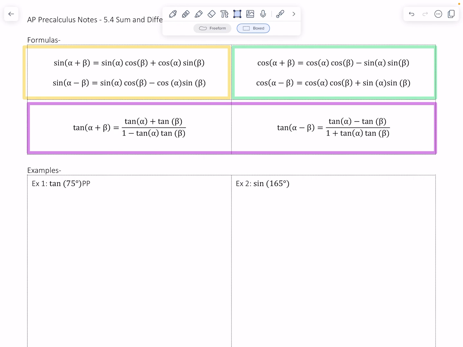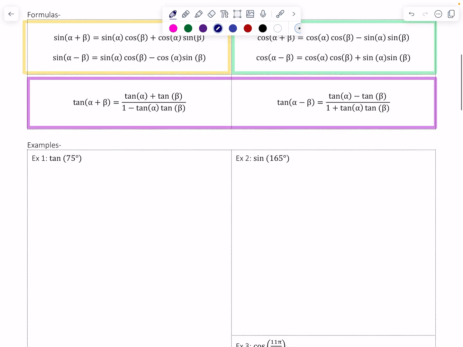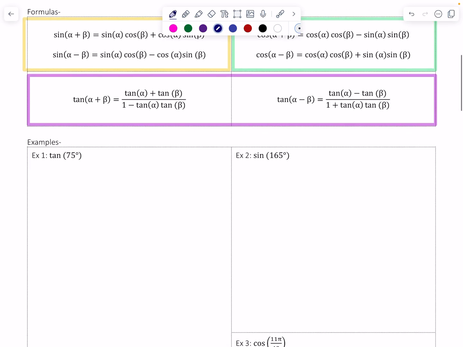All right, so let's start here with example number 1. Not sure why that says those PPs right there, so let's kind of get rid of these. I think that was just a little bit of a typo. No problem, we'll get rid of them. All right, so we are talking about tangent of 75 degrees. Now, obviously, it's not one of the things that we talk about in terms of our unit circle and our special right triangles, so we're going to have to break this up into something that can be on the unit circle that we can work with.